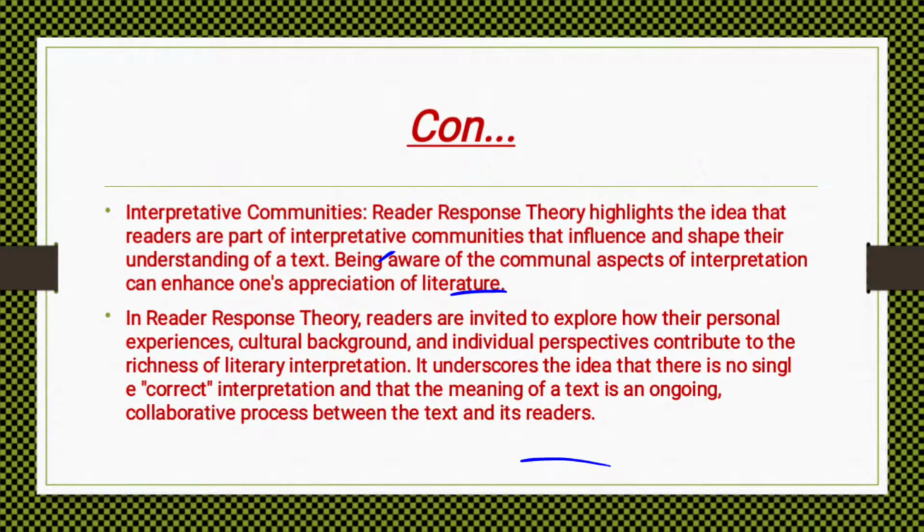The most important point here is the line: it underscores the idea that there is no single correct interpretation and that the meaning of the text is an ongoing process. It means you can't say that if I give meaning to any work, that is the correct meaning of that work. That's totally wrong. You have different interpretations, I have different interpretations. You give different meaning to that work, I also give different meaning to that work. We can't say that I am right, and I can't say that you are right. We all have different thoughts, we all have different perspectives about any work.